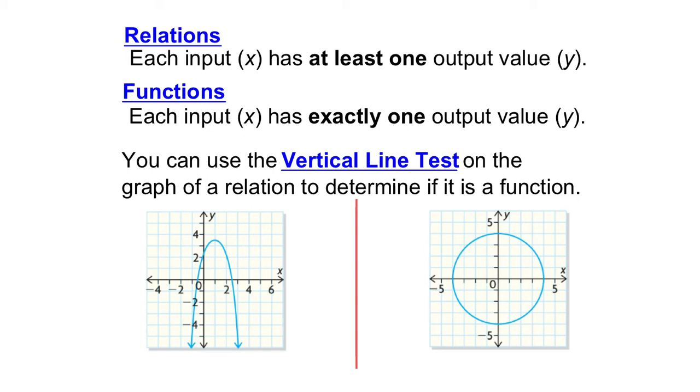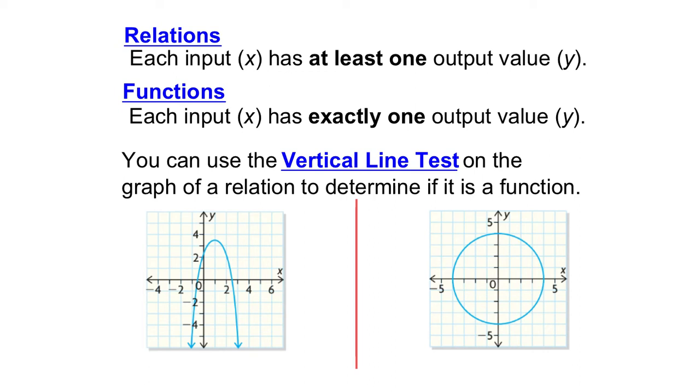A function is a specific kind of relation. In a function, each input value, so each x value, has exactly one output value, or exactly one y value. So if you plug one value of x into an equation, you will only get one possible value of y as your answer. If you look at the graph, you can use what's called the vertical line test to see if your relation is in fact a function.